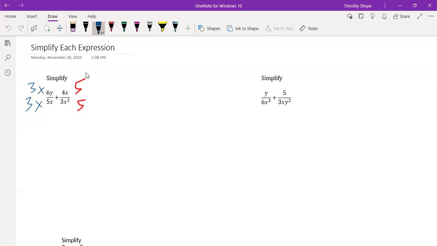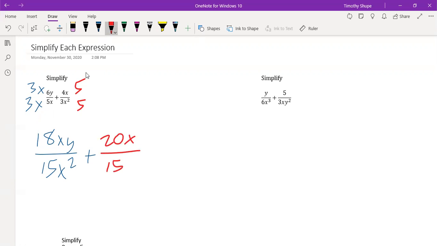x. So then if I actually multiply those out, 3x and 6y multiplied together in the numerator is 18xy. In the denominator, that's going to multiply out to 15x squared. And then I can go ahead and add that to my next fraction. Multiplying the 4x and the 5 in the numerator will give us a 20x. And the denominator again will give us a 15x squared.